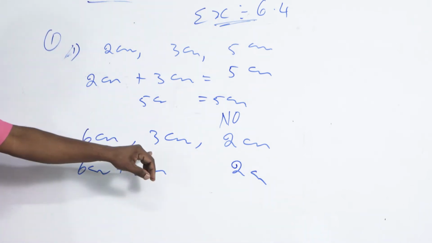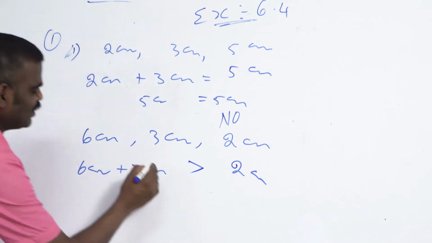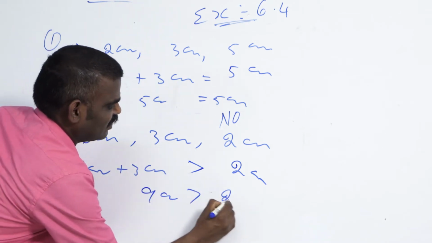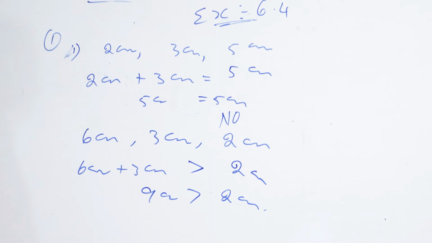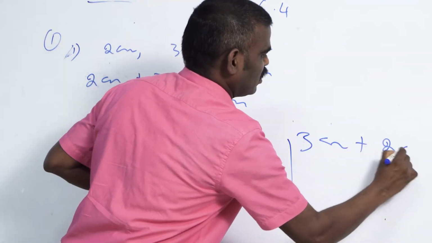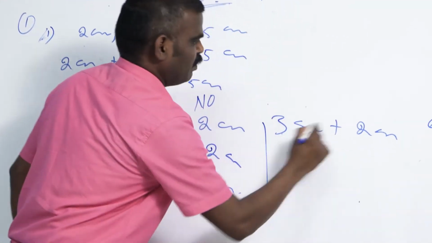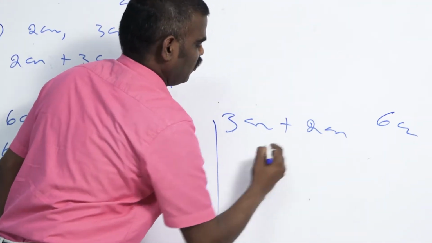Sum of two sides is always greater than the third. Yes, this is greater, right? 6 plus 3, how much? 9 centimeter, greater than 2 centimeter. Now you may be thinking, yes, it is correct. Let us see another way. You add these two, 3 centimeter and 2 centimeter, and the other is how much? 6 centimeter. 3 plus 2, how much? 5 centimeter.